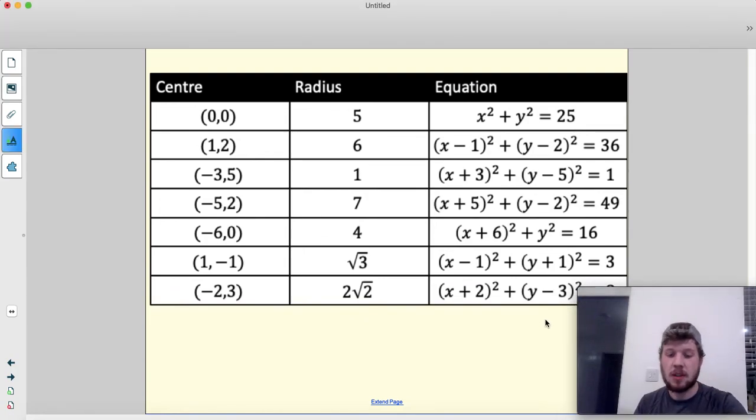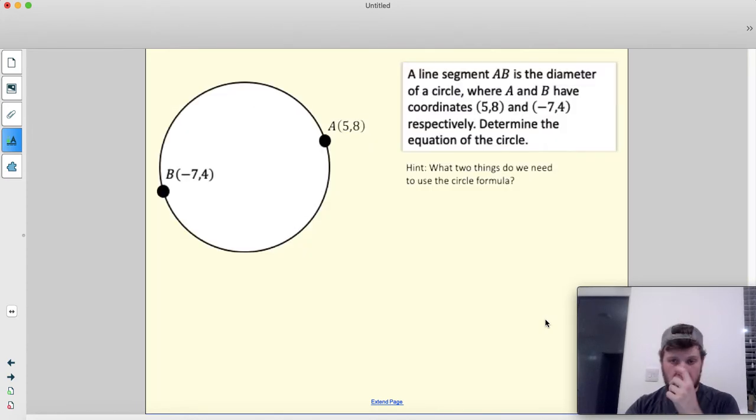Okay, so now we're going to move on to some new content. Our new content is to think about how we can get the equation of a circle when we haven't even been given the radius or the centre. So this is what the hint is trying to explain to us: in order to get the equation of a circle, it's really easy if I know the centre value and I know what the radius is.